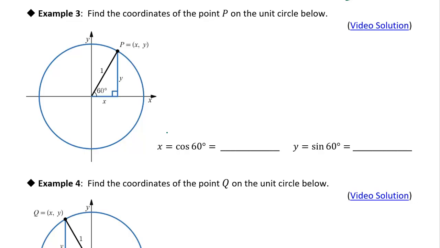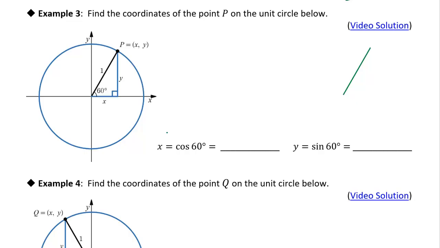The short leg of the 30, 60, 90 triangle here is the x coordinate, the horizontal leg. The vertical leg is the y coordinate. And then if we can figure out the legs of this triangle, then we can find the coordinates of the point P. All right, so if you recall, let's draw a 30, 60, 90 triangle.